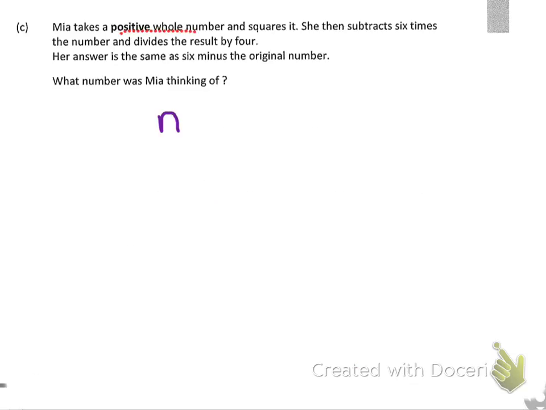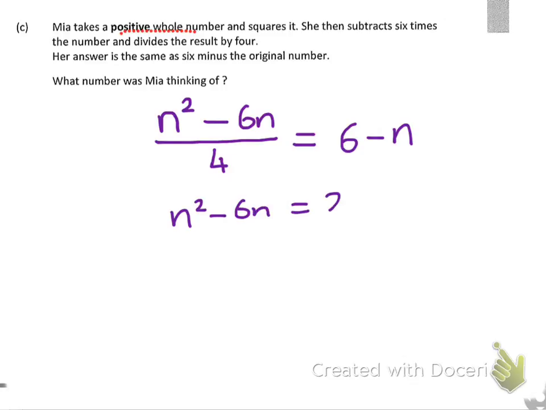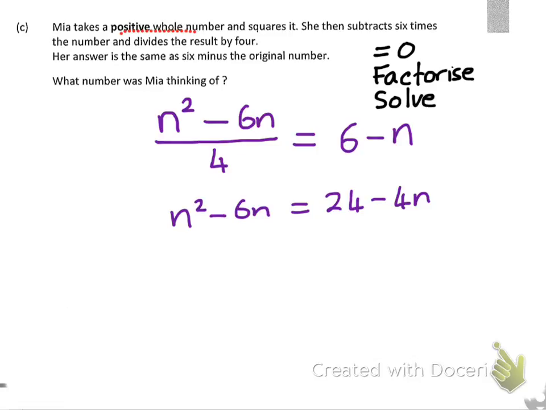When it takes a positive whole number, we could call it x, n, call it what you like, squares it, subtracts 6 times that number, divides the result by 4. Her answer is the same as, that's the equal sign, 6 minus the original number. So multiply by 4 to the other side, and we're going to make it equal 0, factorize, and solve it.